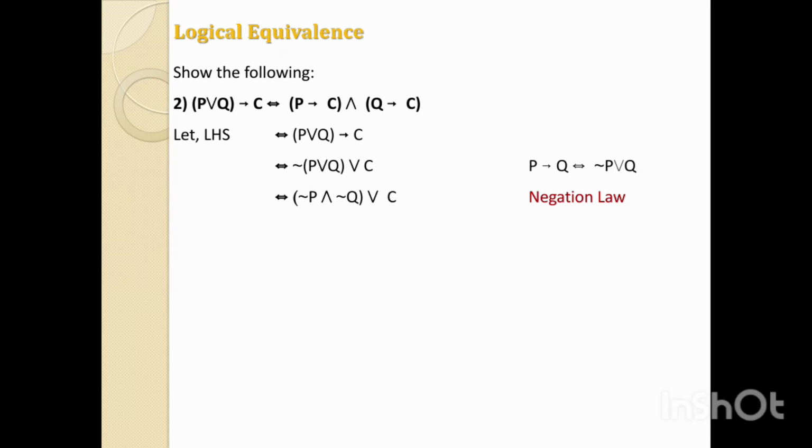Now if we look, inside the bracket there is an and and outside the bracket there is an or. We have to use the distributive law. The distributive law will distribute the or C over the not P and the not Q. Therefore, the next step is not P or C, and not Q or C. Now, by using the implies formula, the not P or C becomes P implies C and the not Q or C becomes Q implies C. And that's what we have to show.